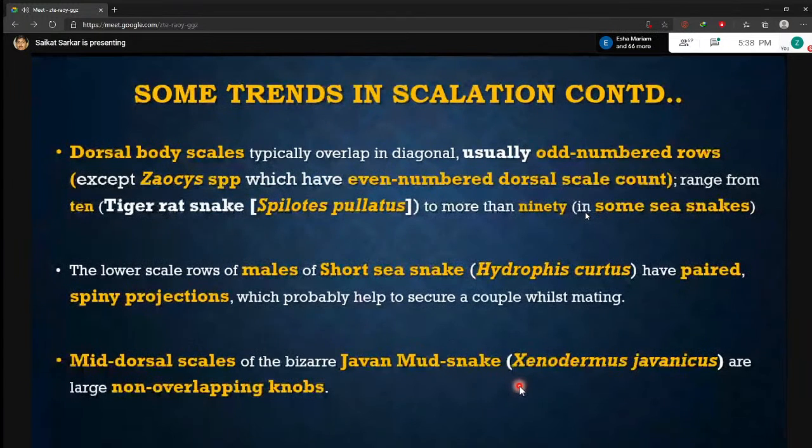These are also having non-overlapping, as I say, odd numbered scales, but these are non-overlapping scales. But you can find one exception here, and another exception is these are non-overlapping scales, and that too of knobby nature. They are like knobs. They are more like knobs than scales. Okay. Oh yes, these are called dragon snakes. Dragon snakes. Okay, Javan Mars snake.